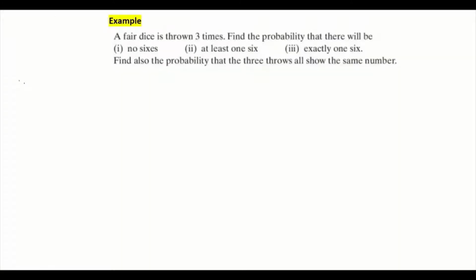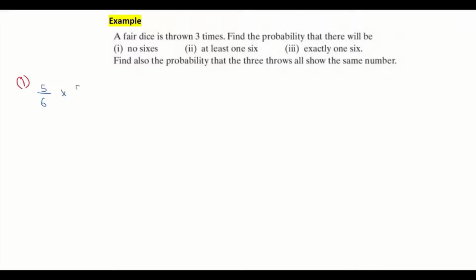So part one is asking us to find, on the 3 throws of this dice, what's the probability that I get no 6s from those 3 throws. Now a dice, as we know, has 6 segments, and on one of them is a 6, and on the other 5 there are no 6s.